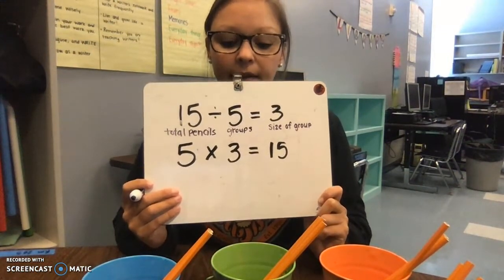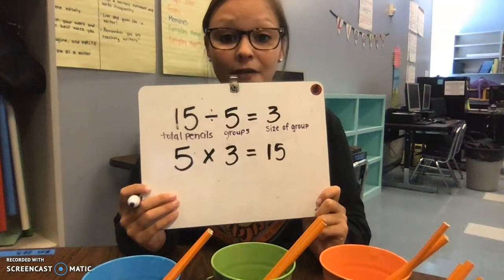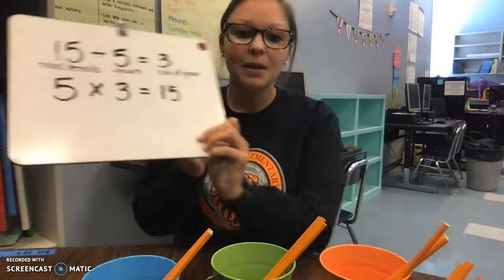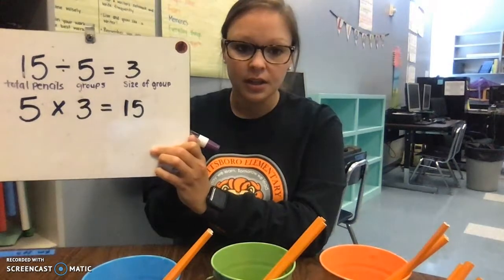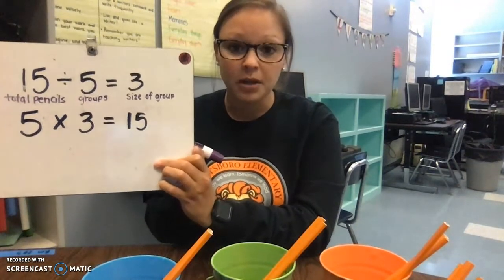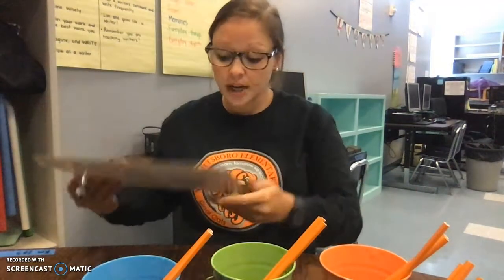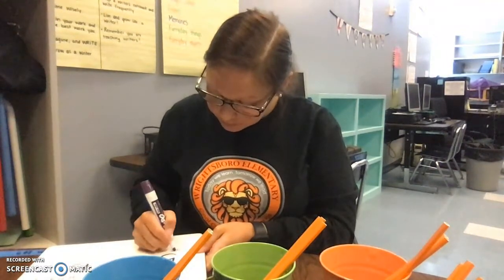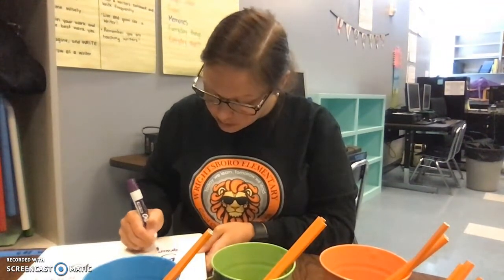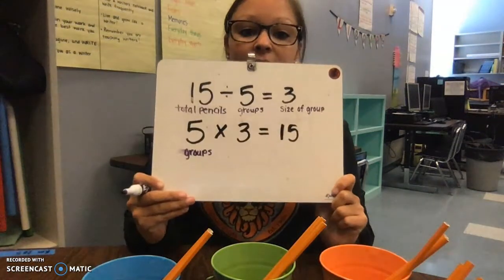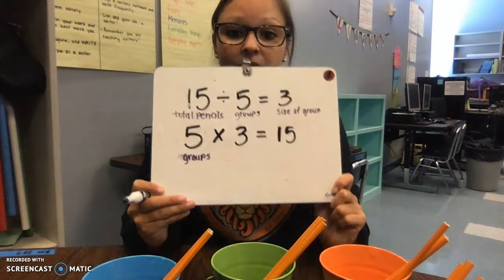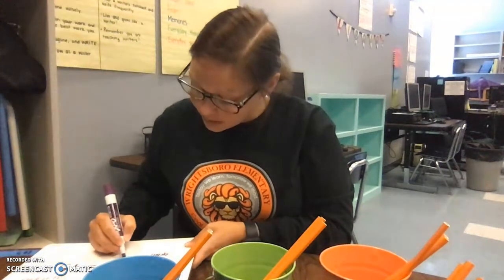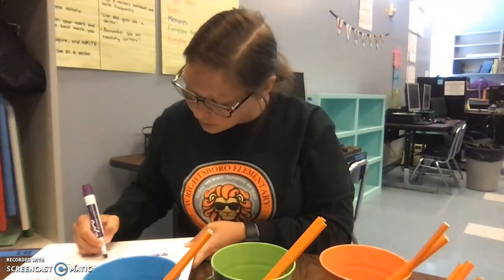Now I want to go back and label my multiplication equation, and everything should match up if I did it correctly. So my 5 in my multiplication equation still stands for the 5 buckets or the 5 groups because I didn't change anything. The 3 still stands for how many pencils are in each group. So that's still the size of each group.